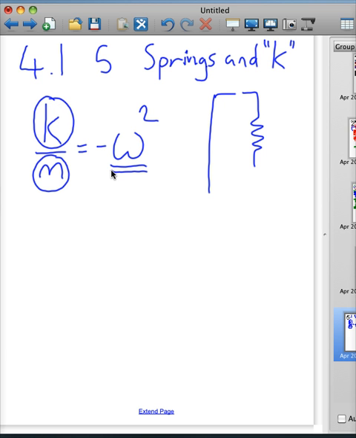So we've worked out values for a certain mass. We've worked out the angular velocity squared, but we don't really know yet what our K value is for this spring that we've got. That's what we're going to work out now, and I'm going to show you a demonstration of how we can actually work this out.